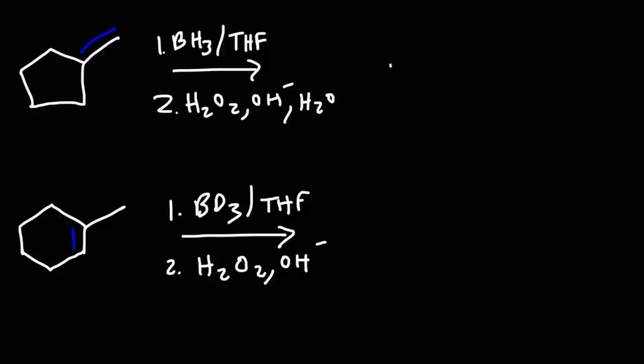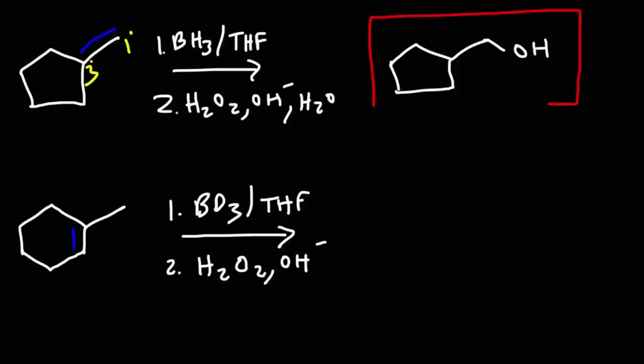So hydroboration oxidation proceeds with anti-Markovnikov regiochemistry. The OH group is going to go on the least substituted carbon atom across the double bond. So in this case, that's going to be the primary carbon. So this is going to be the product of the first example. We don't have to worry about stereochemistry because, as we can see, this carbon atom is not chiral. Now what about the second example?